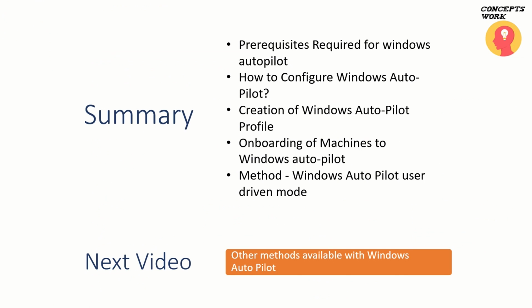Let's talk about a quick summary of what all we have discussed in this particular video. We have discussed the prerequisites, how to configure Windows Autopilot, how to create Windows Autopilot profiles, how to onboard machines manually to endpoint.microsoft.com, which is the Endpoint Manager portal. Now, practically, it's not possible to cover each and every method, but in our next video, I'm going to talk about all the key aspects that you have to keep in mind and the other methods which we have to cover. Thank you so much.